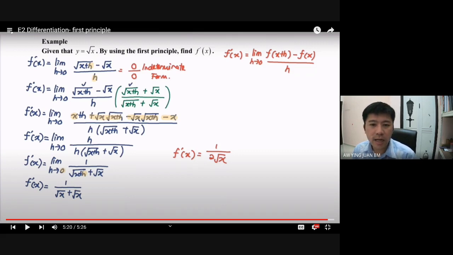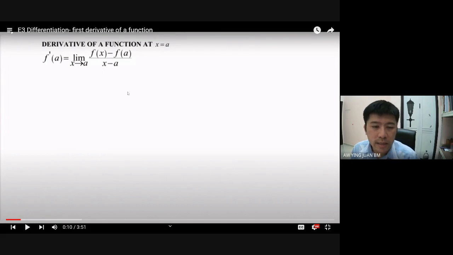Seterusnya kita akan guna lagi satu formula, iaitu untuk cari value for that point. Untuk soalan ni dia berbeza dengan first principle, so formula yang diguna pun berbeza. Yang ini adalah nak cari that point punya dy dx, maksudnya nak cari gradient pada satu titik tersebut. Dia bukan nak differentiate saja, dia nak cari dia punya gradient. So ini adalah formula dia. Mari kita tengok apa penggunaan dia.